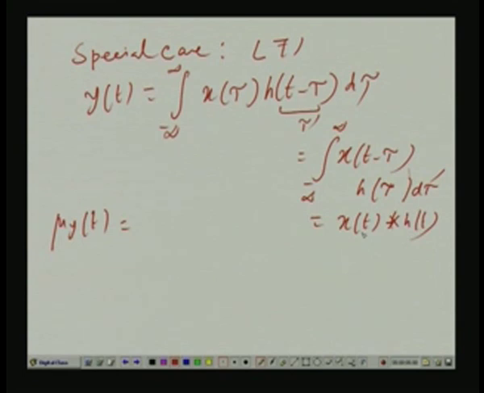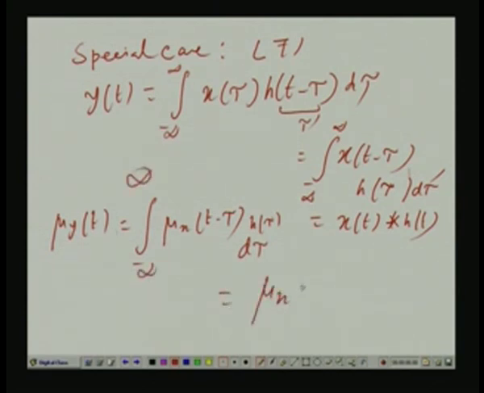Now, in this case, what is mu y t? Mu y t is, apply E, push the E inside, E works on x t minus tau, so there is mu x t minus tau multiplied by h tau d tau. That is again a convolution between these two functions mu x t and h t. This is the formula.